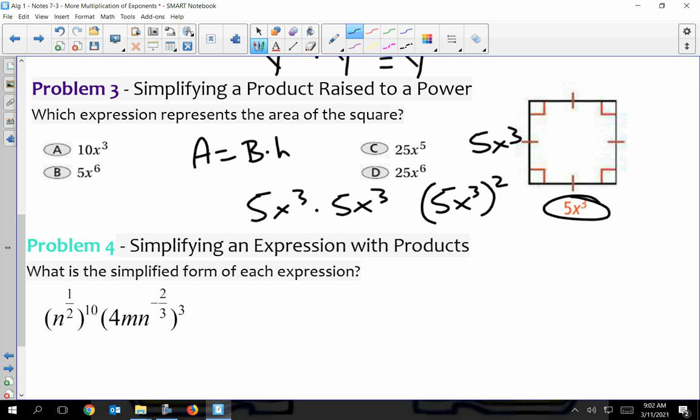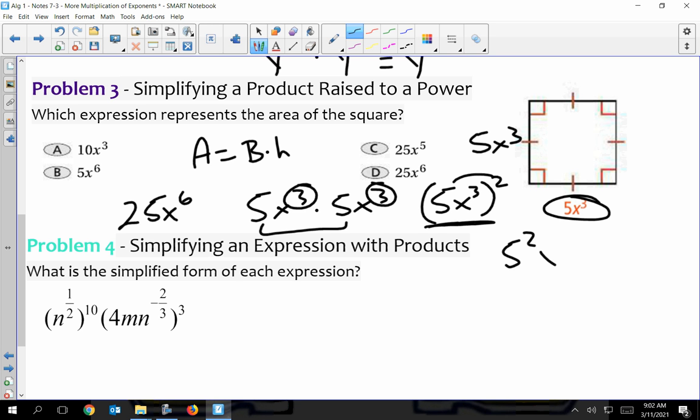Okay. Either way, you're going to be fine as long as you do everything right. But 5 times 5 is 25. And then x to the third times x to the third is x to the 6th. If I did this, remember I'm going to distribute that, so I'm going to get 5 squared, and then I multiply here x to the 6th, so I get 25x to the 6th. Okay? So I got the same answer both ways, so that would be D.